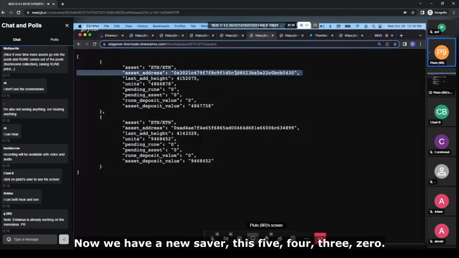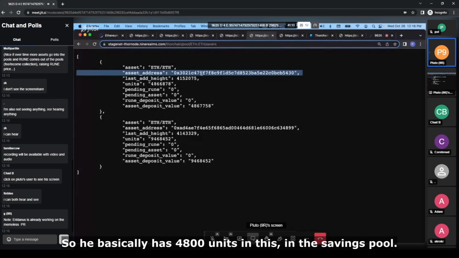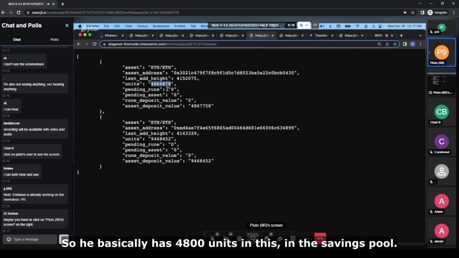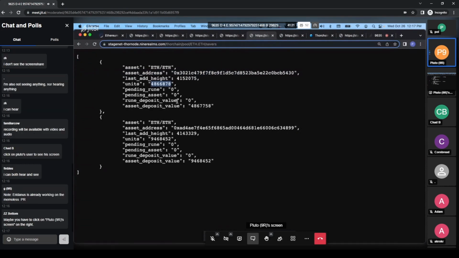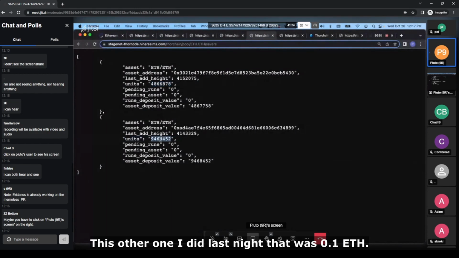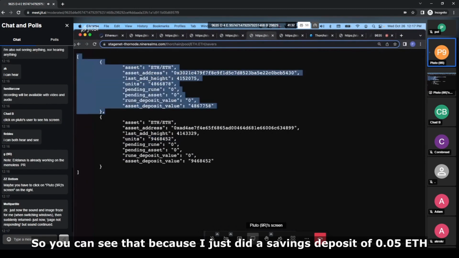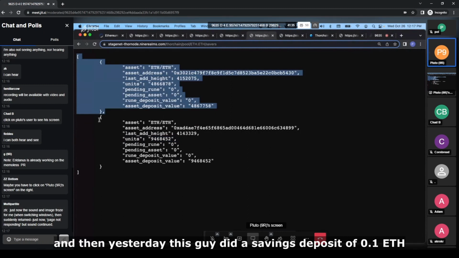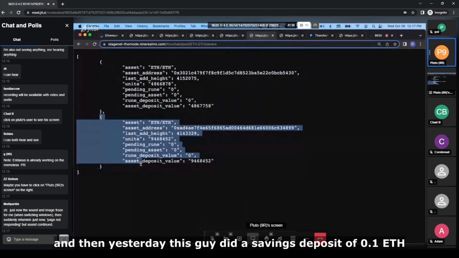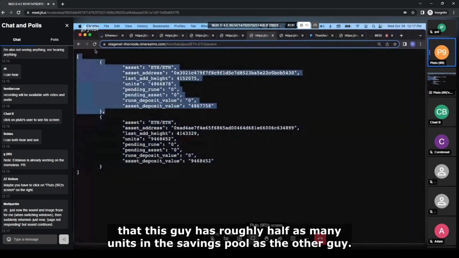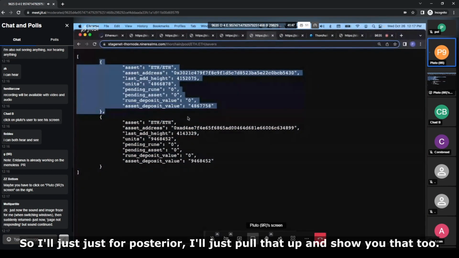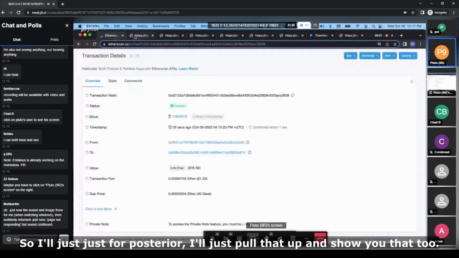Now we have a new saver, this 5430. He basically has 4,800 units in the savings pool. This other one I did last night was 0.1 ETH, so roughly double that, about 94. You can see that because I just did a savings deposit of 0.05 ETH, and yesterday this guy did a savings deposit of 0.1 ETH, this guy has roughly half as many units in the savings pool as the other guy. And for posterity, I'll pull that up and show you that too.